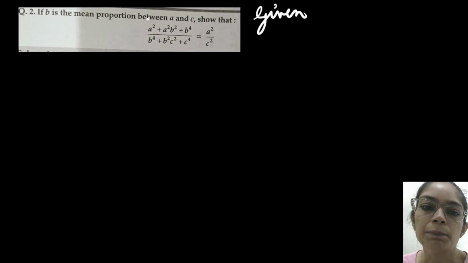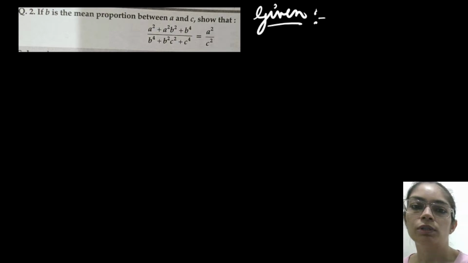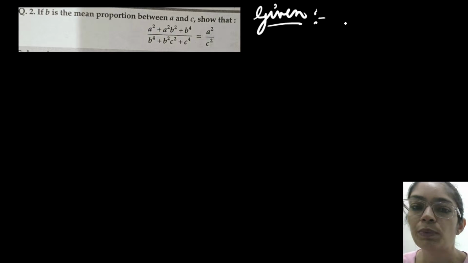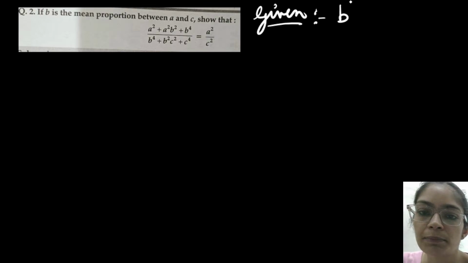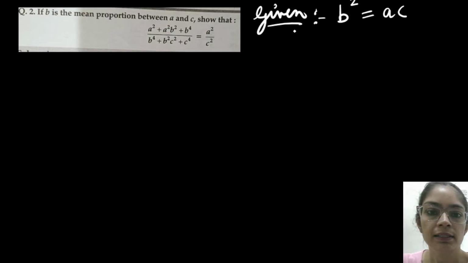because most of the time, whatever is given to us, from there only we have to start our question. So B is the mean proportion between A and C. If this thing is given to us, always you have to do this. When I say always, that means that process you have to remember. So that particular type of question, like that only you have to start. So if B is the mean proportion between A and C, how to write it down? We know if B is the mean proportion between A and C, that means B square is equal to AC. So this is how you have to write this thing in given. Then show that. So what we have to show? This is what we have to show.